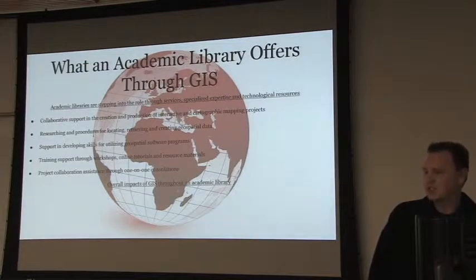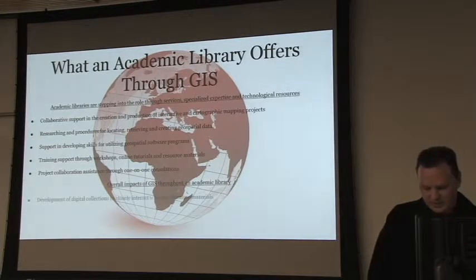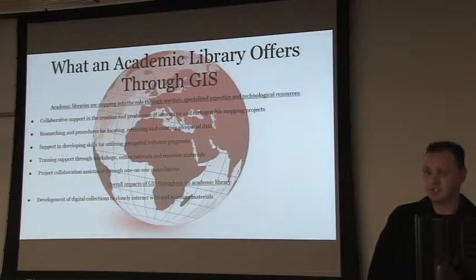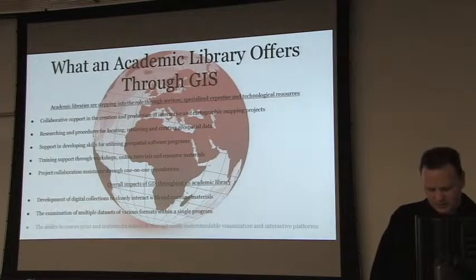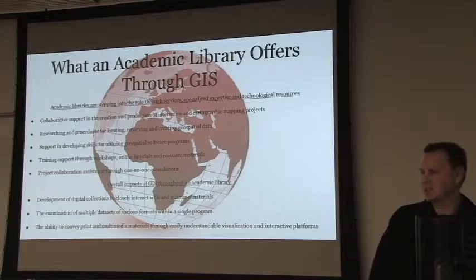Accompanying such services are the overall impacts GIS has throughout an academic library. These impacts range from the development of digital collections to closely interact with and examine materials in ways previously unavailable, the examination of multiple data sets of various formats within a single program, and also the ability to convey print and multimedia materials through easily understandable visualizations and interactive platforms.